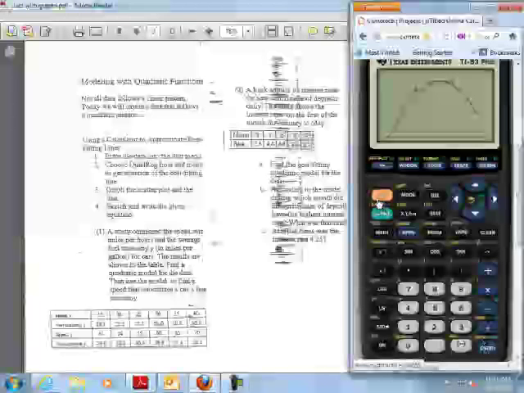To find a maximum, you're going to press second and then your trace button. And that brings up this menu. Second and then trace. We want to choose the option that says maximum and hit enter. It will ask us a sequence of 3 questions.